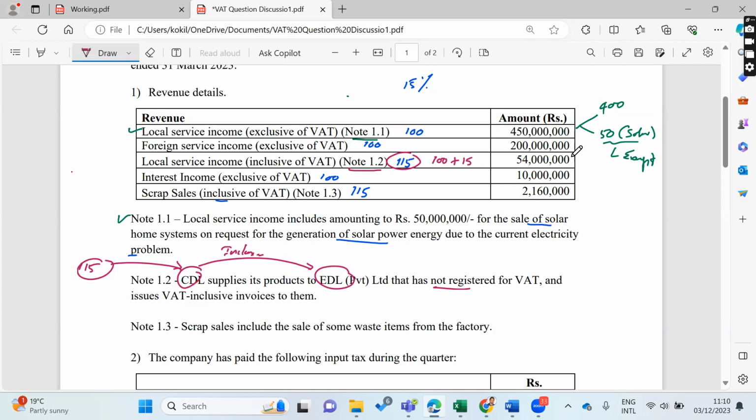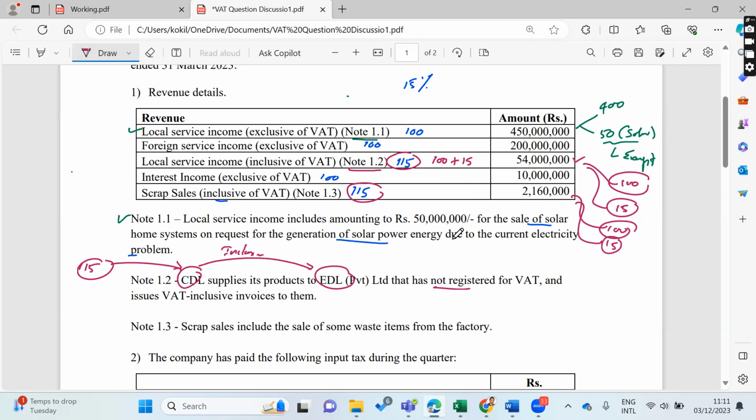But in the question, you have to get this figure written out. How much would be the 100 component, how much would be the VAT component? Scrap sales, yes, we also have to consider scrap sales for VAT. Here also 115, we have to take it out. How much will be the 100, how much will be the 50? Both are given, then the inclusive amount is given. We have to take it out.